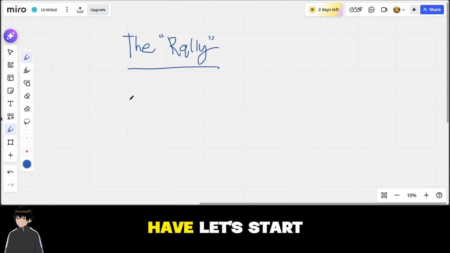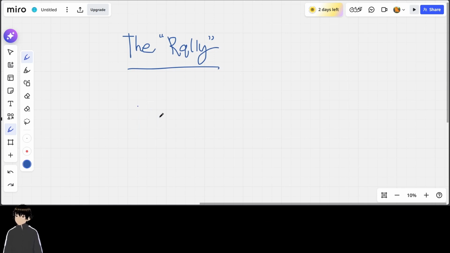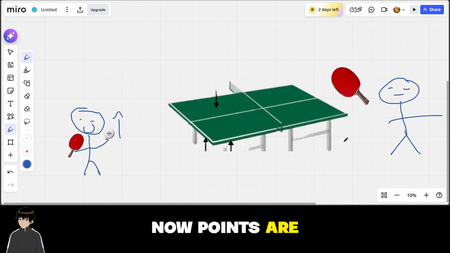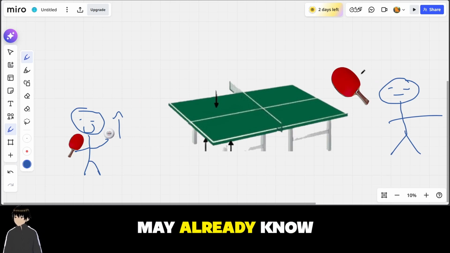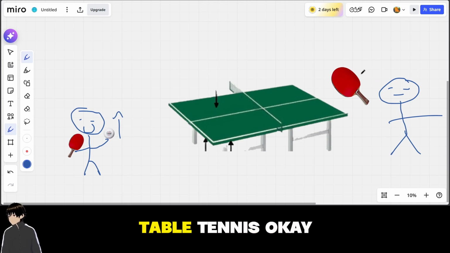Now let's start with another terminology: the point. Points, as you may already know, are just the scoring system of table tennis.